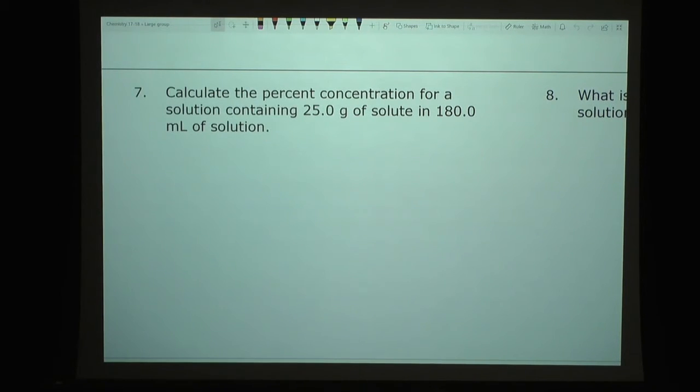Can I do a gram volume, a mass volume calculation? Is it appropriate to do that here? How do we specify what the concentration is in the end?